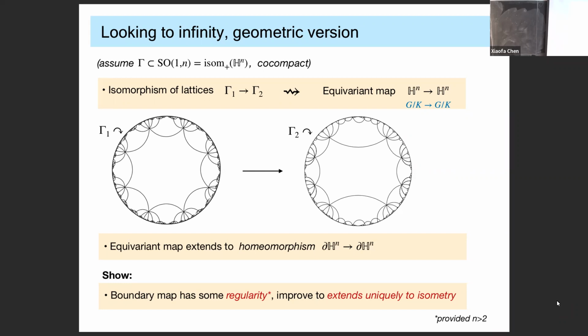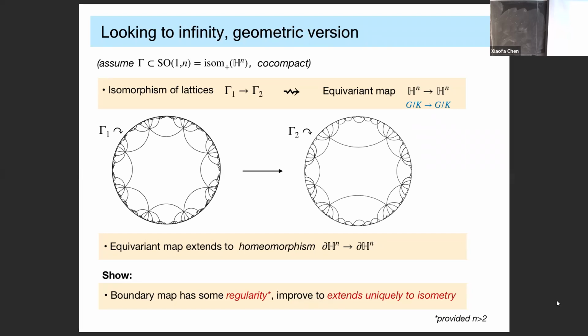The look-to-infinity step of the proof is to show that this map extends to a homeomorphism on the boundary spheres of hyperbolic space. In this case, it's a homeomorphism from the circle to the circle, equivariant with respect to these actions. And then the hard part of the proof, the really key step, is to show that this boundary map, what happens at infinity, has some kind of regularity, and then to improve that regularity, to show that it actually came from an isometry of the space, and my two things were related by conjugation by some element of my group.